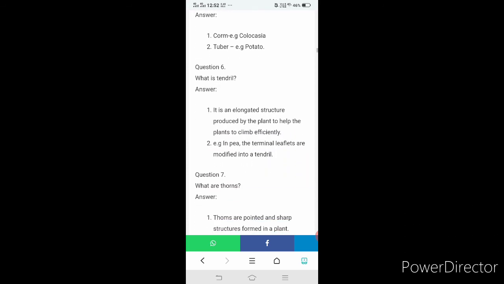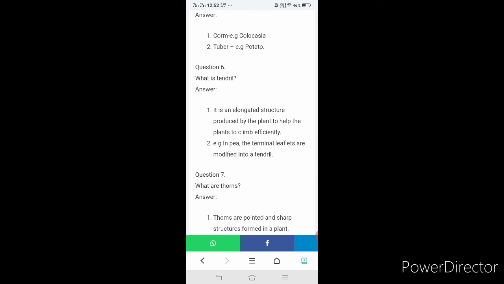The next one, what is tendril? Tendril is an elongated structure produced by the plant to help the plants to climb efficiently. In the answer it has started with "it", but you have to start with tendril. Already we have discussed climbing roots, no? Some of the plants will fall on the floor itself. It is not having support. The stem will not be erect for some plants. So if you give support to them, it will climb easily.